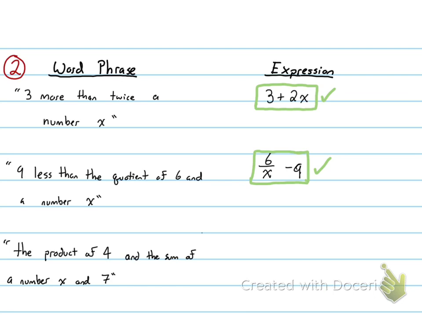And finally, the product of 4 and the sum of a number x and 7 would be represented like this. So I'm going to do 4 times the sum of x and 7. Since I want to add x and 7 first, I'm going to put those in parentheses and then multiply that whole thing by 4.